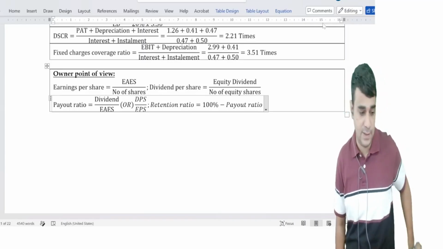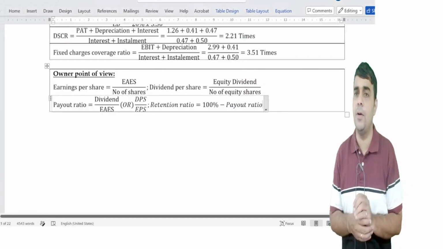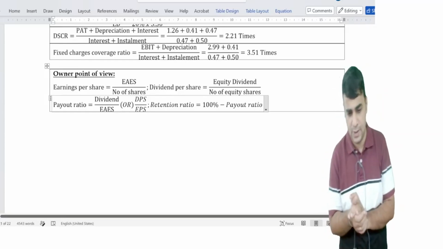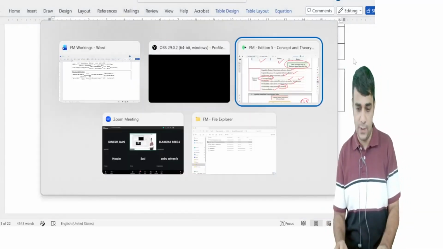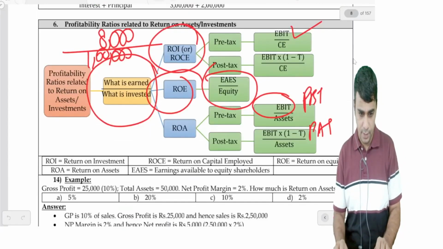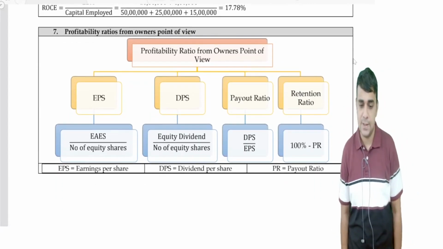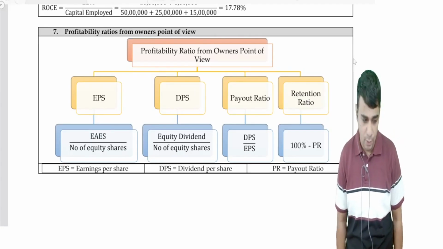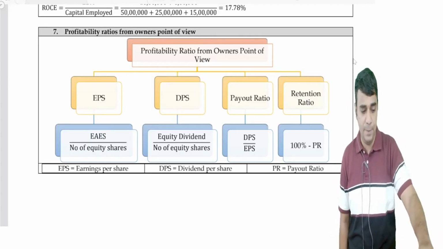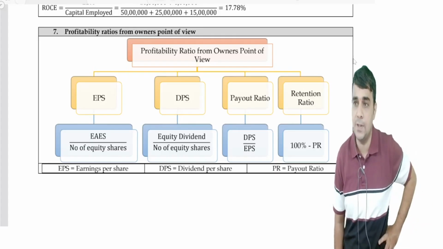I haven't created a basic question, but as we proceed with problem solving, you will see a lengthier problem. There you may see this adjustment. So these are the four from the owner's point of view. Let's quickly see in the book. EPS, EAES by number of equity shares; DPS, equity dividend by number of equity shares; payout ratio, DPS by EPS; and the last one is retention ratio, which is 100% minus the payout ratio.